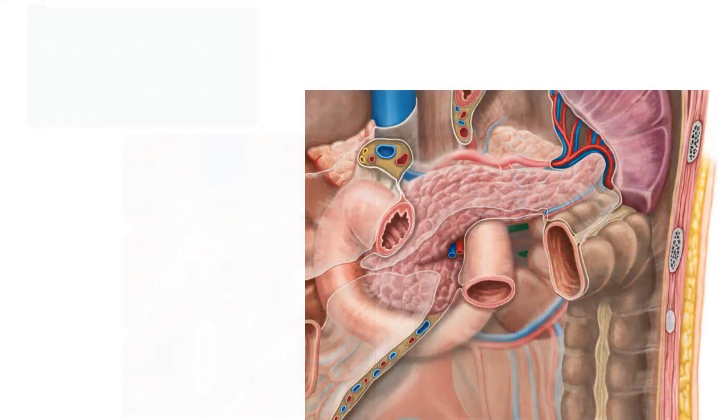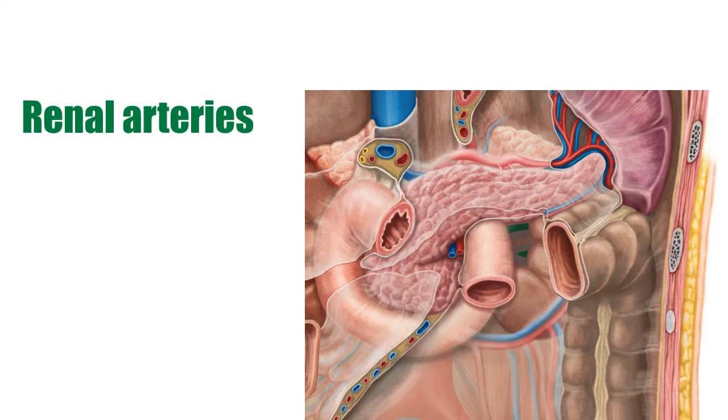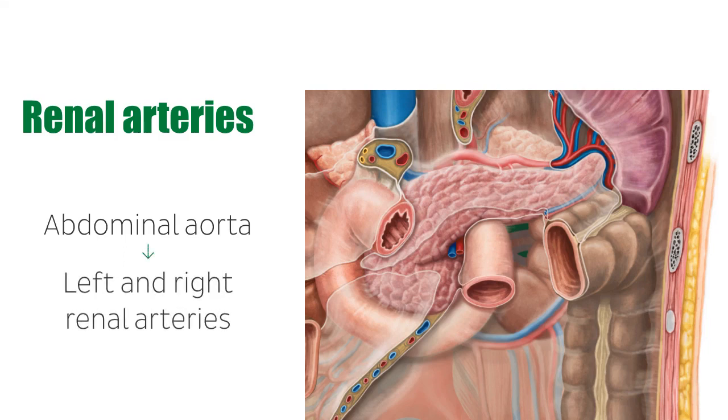Below the superior mesenteric artery, a pair of arteries arise from the abdominal aorta at the level of the first and second lumbar vertebra. These are the renal arteries, which supply the 2 kidneys. In this image, we can see the left renal artery highlighted in green, which passes behind the pancreas and the duodenum and enters the hilum of the left kidney. The right renal artery supplies the right kidney but cannot be seen in this image. So not only does the abdominal aorta give off the celiac trunk and the superior mesenteric artery, it also gives rise to the left and right renal arteries.